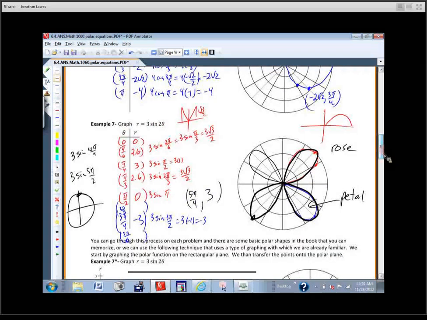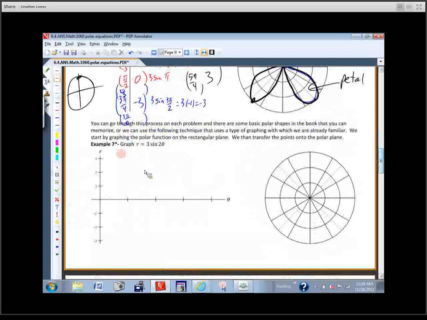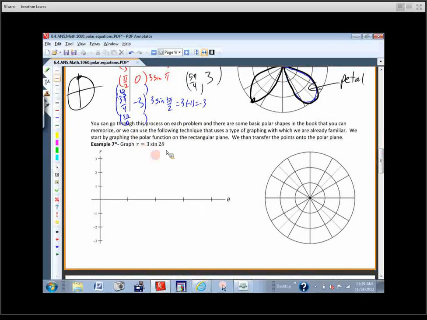Okay, so this is example 7. I made this example 7 star. We're going to graph it not by making an XY table, but we're going to think about, well, if I actually graph this on a coordinate plane, like an XY plane, rather than graphing it on the polar plane, let's take a look at that and figure out what that would look like.